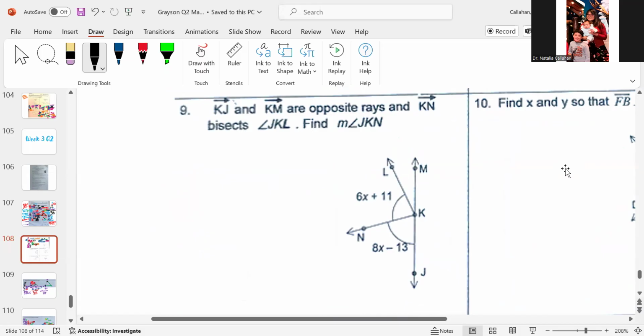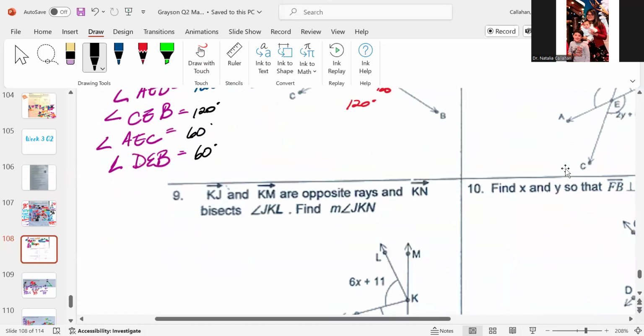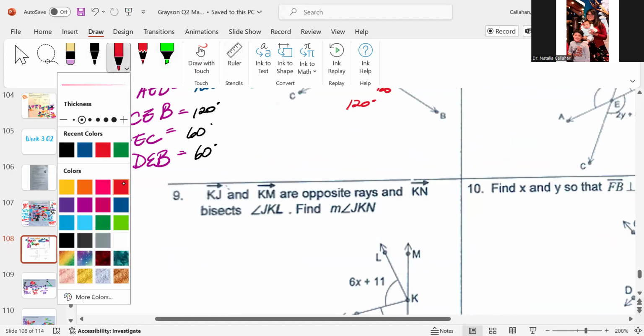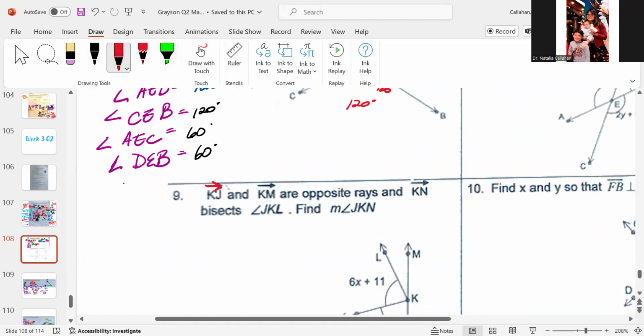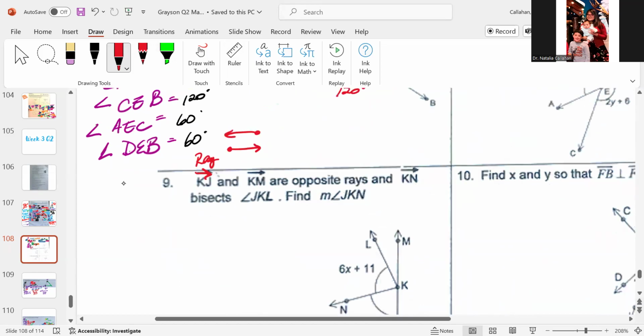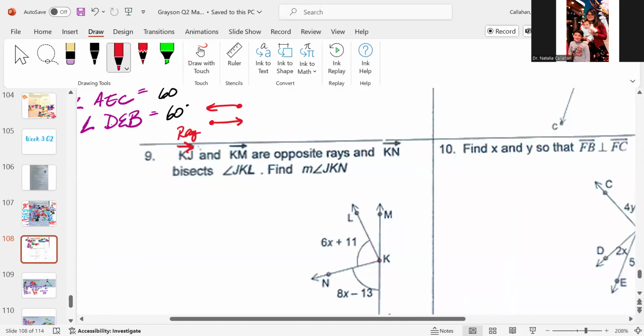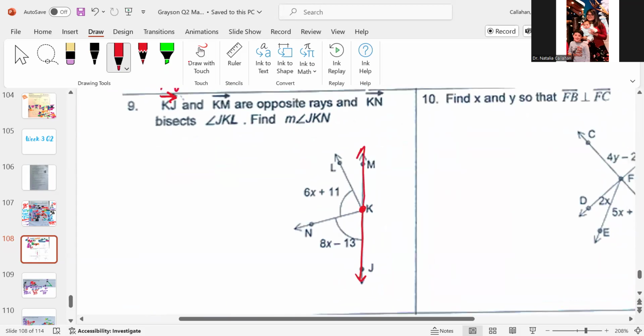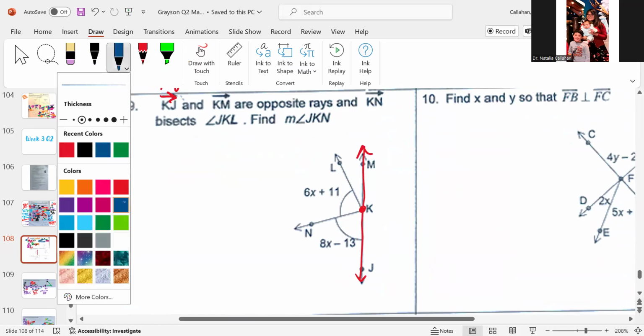So, what symbol does KJ have on top? It's an arrow, right? Yeah. A ray has an endpoint and either goes to the right direction or to the left direction, right? Yeah. Or opposite rays. So KJ and K are opposite rays. Okay, so they're opposite, right? Yeah. KN, make sure you write that down.